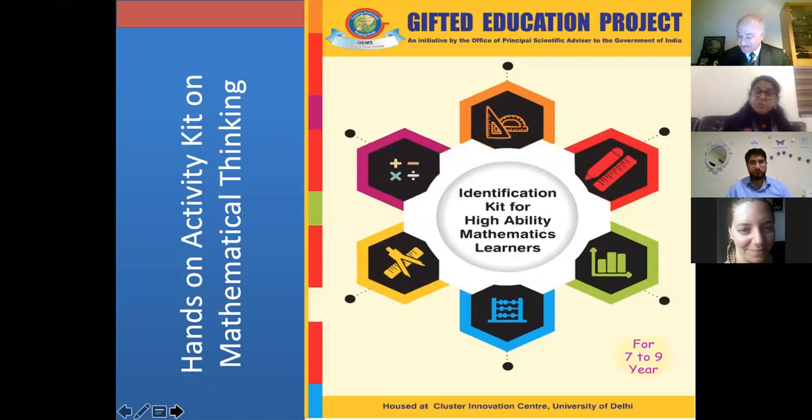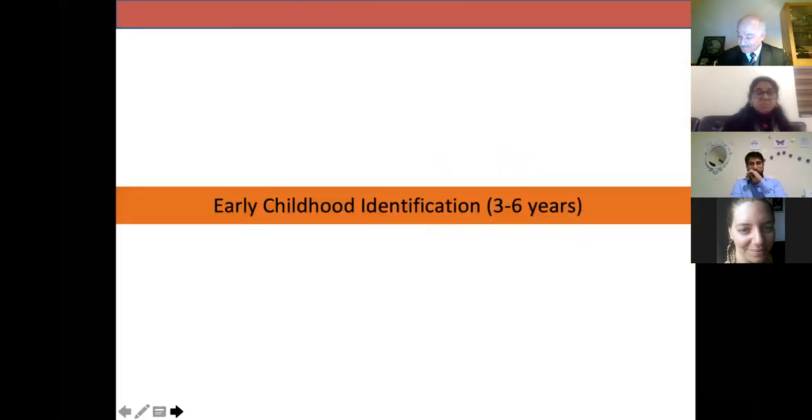So for 3 to 6 years, the focus was on cognitive milestones, and here the focus is on science and mathematical thinking, and how the children process in mathematics context and science context. So we try to cover the range from 3 years to 16 years.